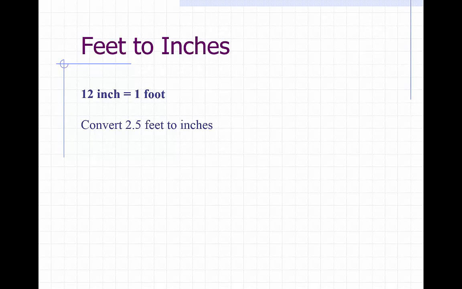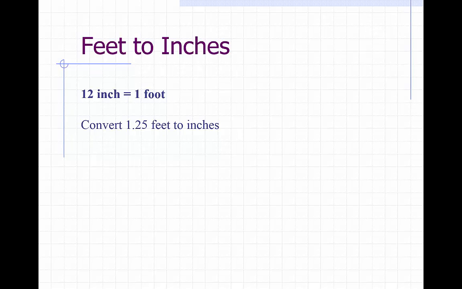Okay, I think we're getting the idea now, but let's go the other way. We have 2.5 feet, and we want to know how many inches that is. So we're going to put 2.5 feet over 1. We're going to multiply by our conversion factor. This time, notice that the feet is in the denominator, so there's 1 foot, and 12 inches on the numerator. The feet are going to cancel off, leaving only the inch unit. So we have 2.5 times 12, which is 30 inches.